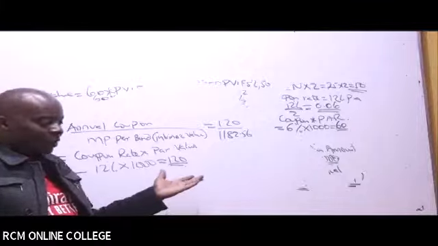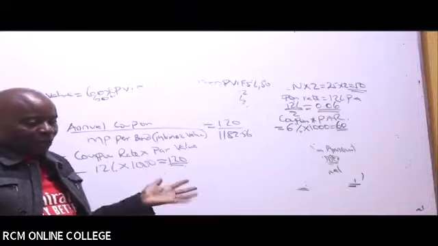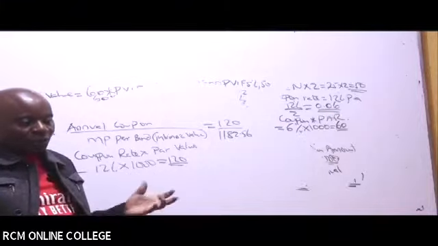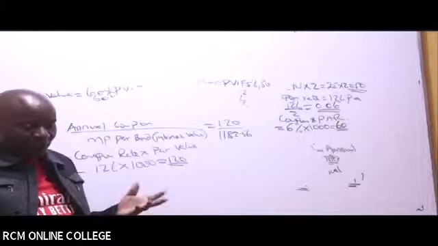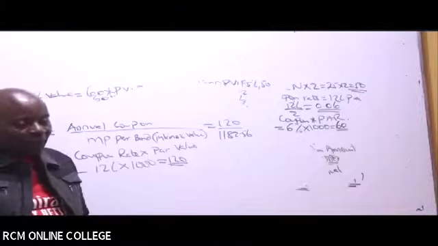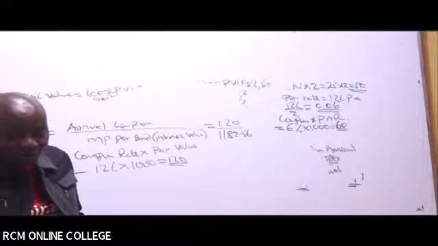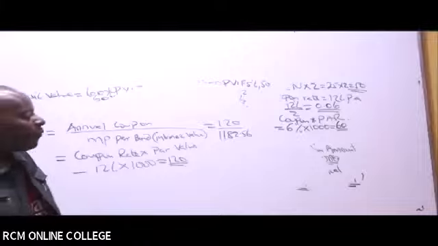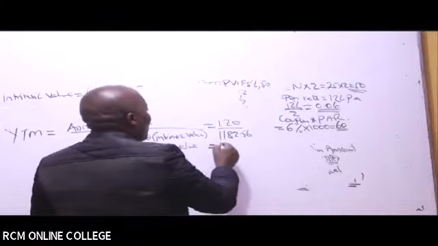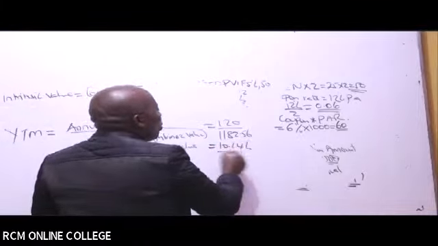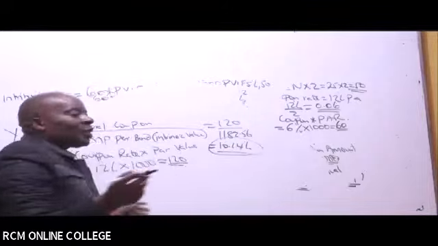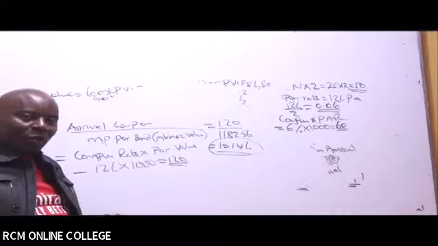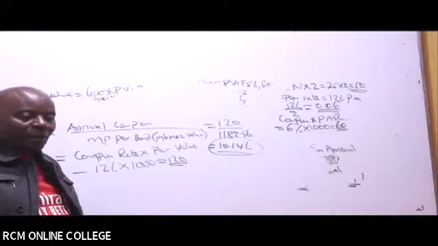Times 100, of course. So yield to maturity for a redeemable bond. So then this one here will end up giving me what percentage, my good students? 10.14. So this is 10.14, which is pretty close to the current interest rate per annum, which had gone down to 10%. It's slightly more. So the yield to maturity is slightly more.